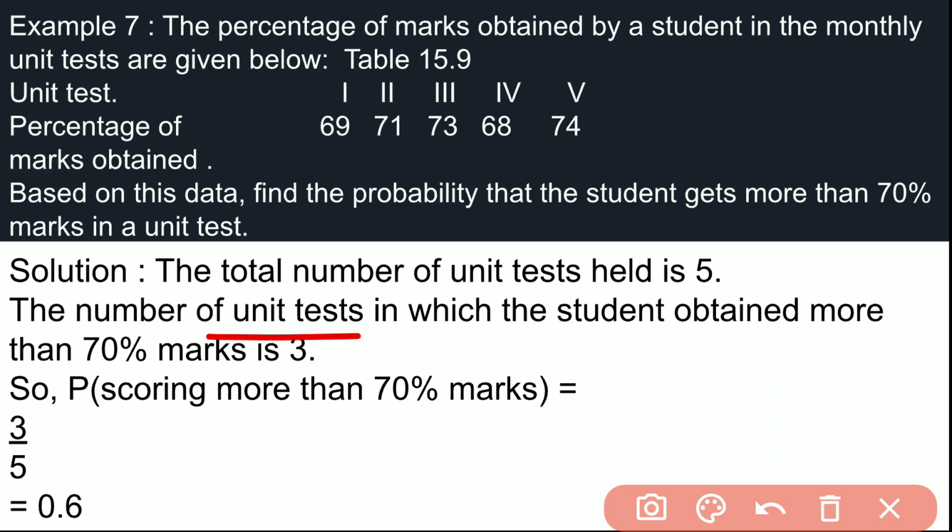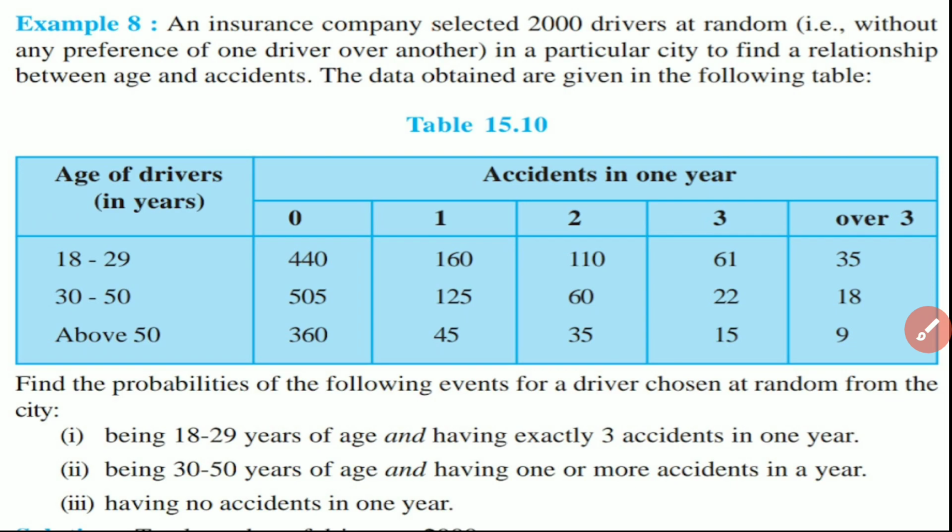Let's see another example. Example 8. An insurance company has selected 2000 drivers randomly, without any preference of one driver over another, in a particular city to find a relation between age and accidents.